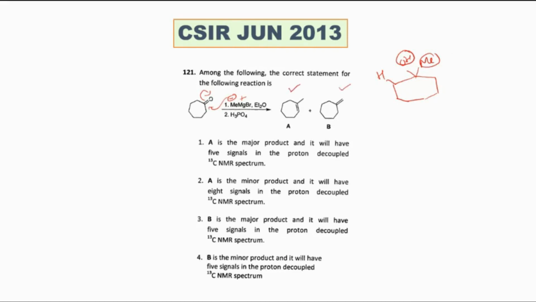Now tell me which rule we should follow. What is the rule which we should follow for saying the major product in the alkene formation? Zaitsev rule. So according to Zaitsev rule, which is the most stable product? A. Yeah. What is that Zaitsev rule? More substituted alkenes are more stable. Yeah, more substituted alkenes. Why are more substituted alkenes more stable? Could anyone tell me why is it so? Because of hyperconjugation.